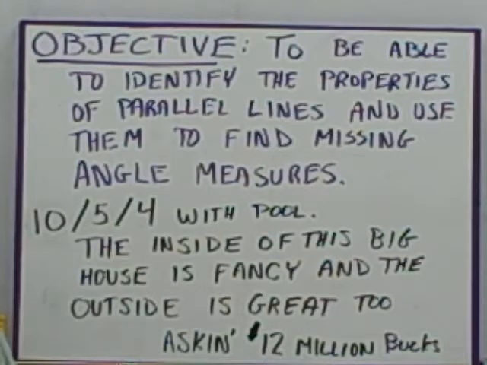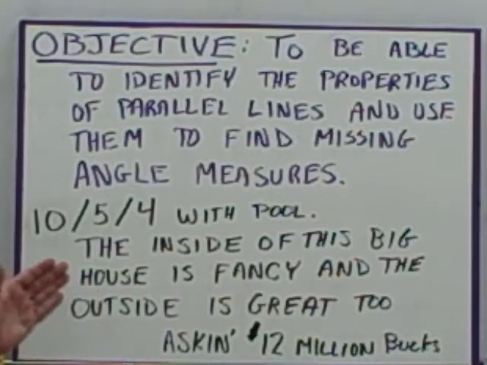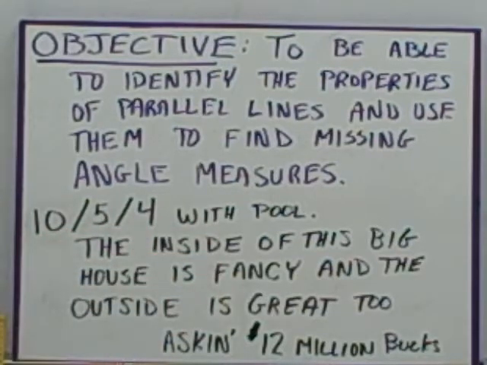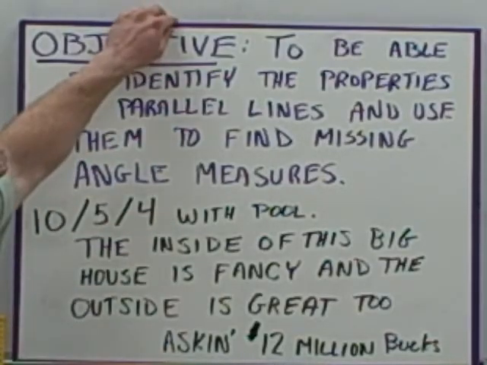Well, surprise, you've just won the lottery. You're now a multi-millionaire, and you're looking for a new home. You're looking at the ads in the paper, and this one says 10 bedroom, 5 bath, 4 car garage with pool. Sounds good. That's what you're looking for. The inside of this big house is fancy, and the outside is great too. Asking 12 million bucks.